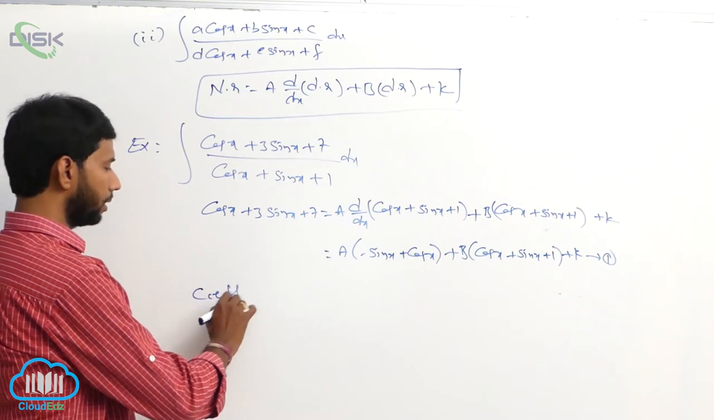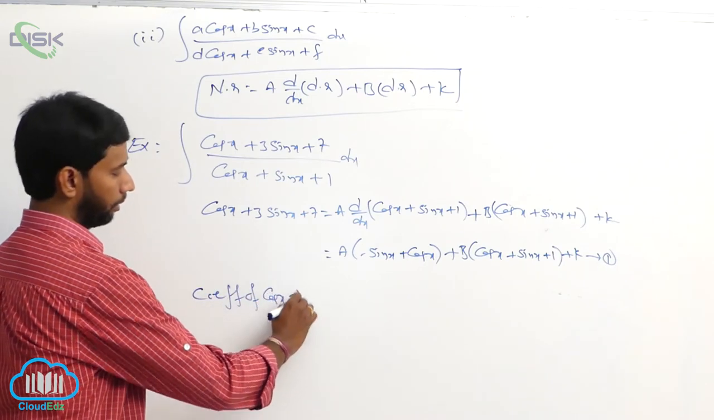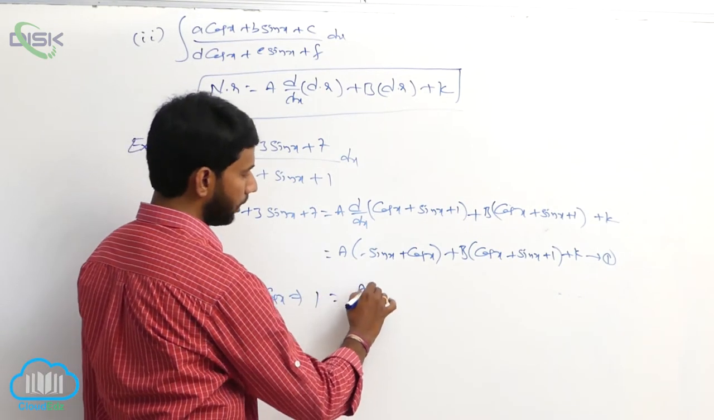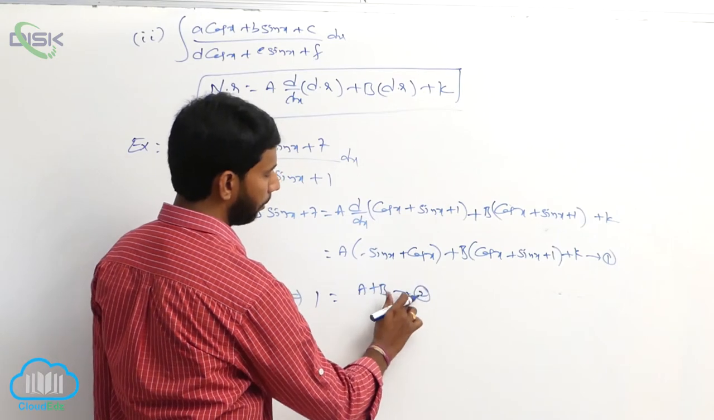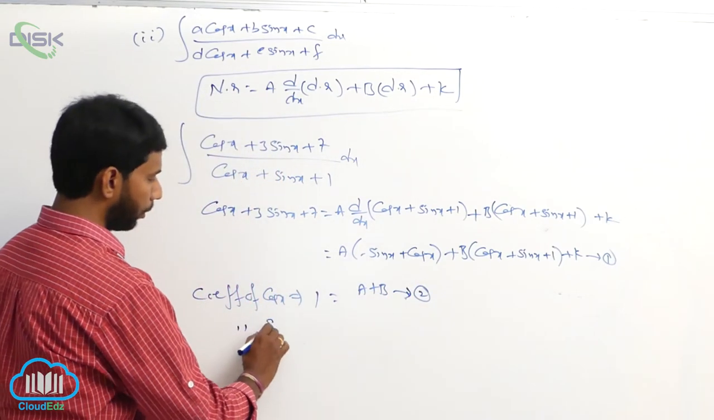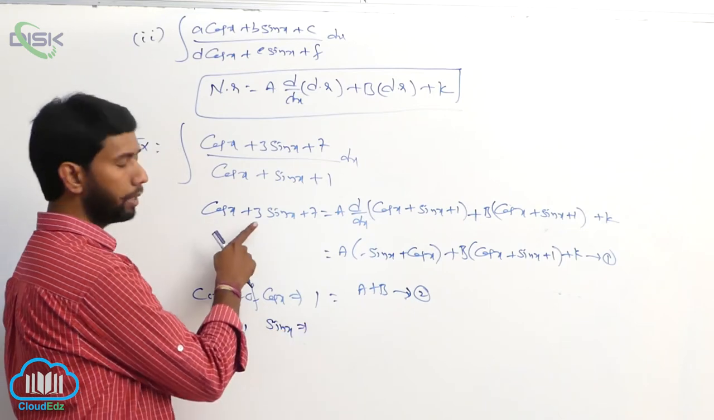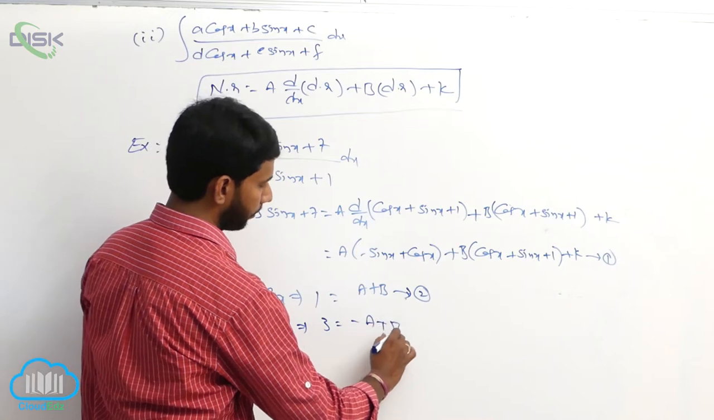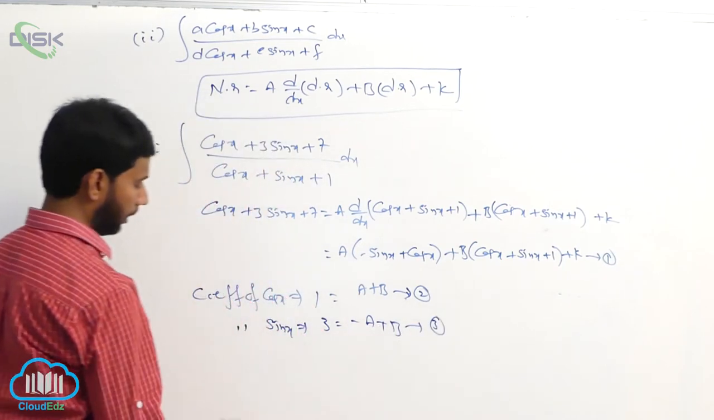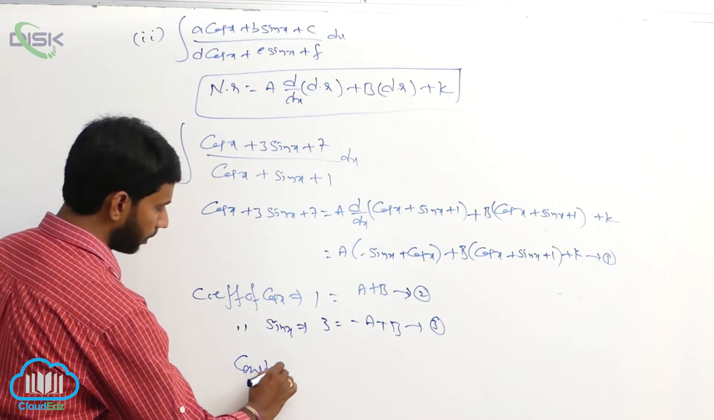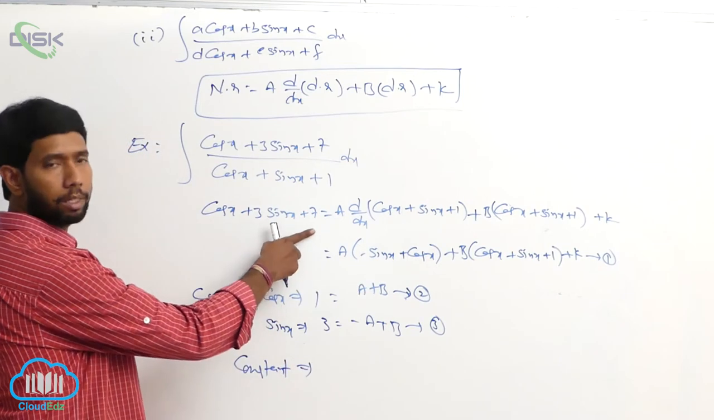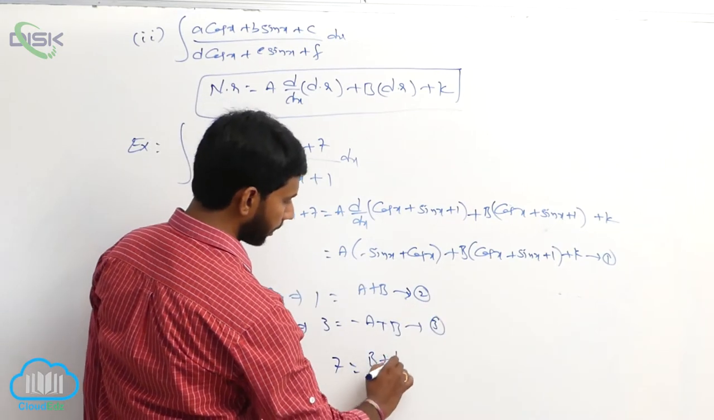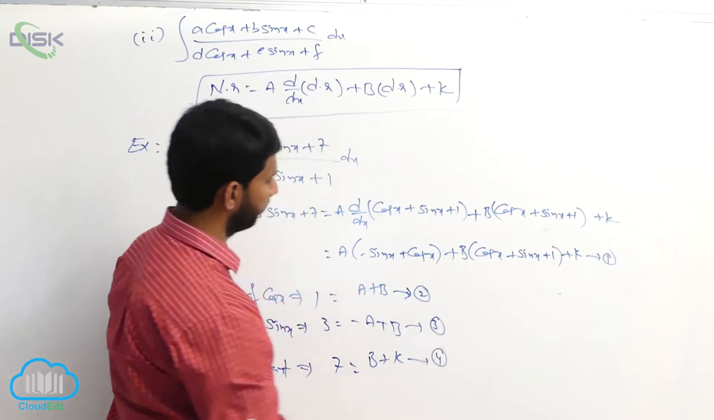Comparing coefficient of cos x on both sides: left side coefficient of cos x is 1, right side coefficient of cos x is a plus b, considered as equation number 2. Similarly coefficient of sin x: left side is 3, right side is minus a plus b, that is equation number 3. And comparing constants on both sides: left side constant term is 7 and right side constant is b plus k, that is equation number 4.